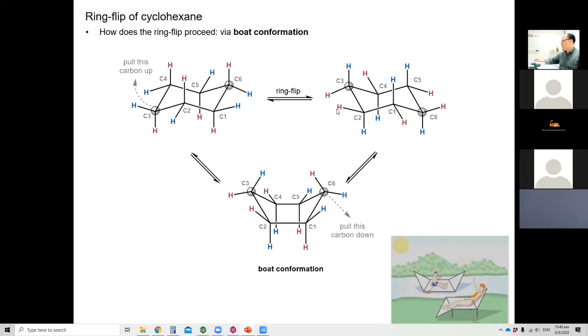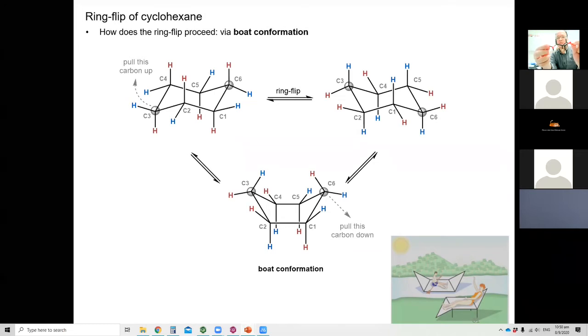So actually, I have a model to show you here. I don't think you can see this clearly. Okay. So you can see we have all the white CH bonds in the axial position, right? And then how does it become the other conformation? First we pull this carbon up. See, it becomes a boat, right? Kind of like a boat. Then we pull this carbon down. All right. So this becomes another chair conformation, right?